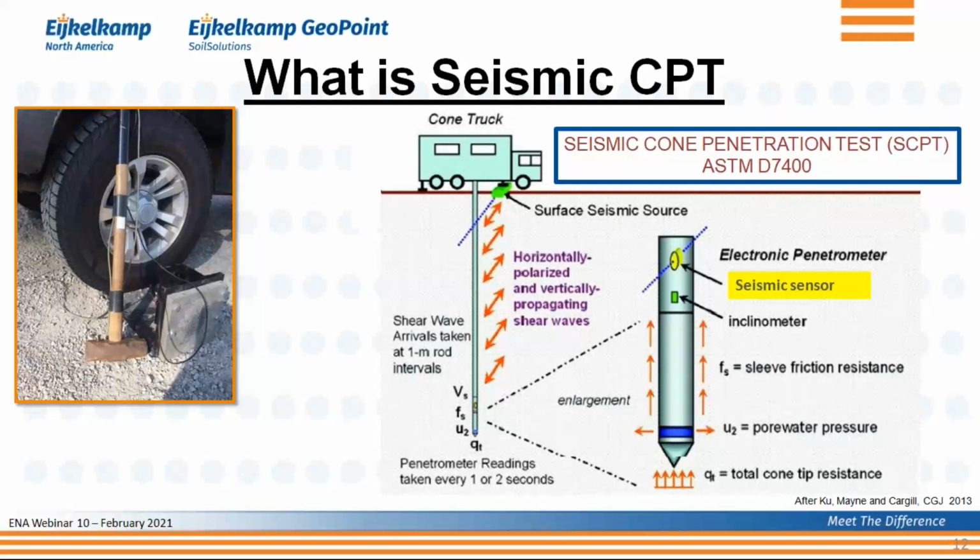Those seismic waves are then recorded, or the arrival of that seismic wave is recorded, by an additional sensor that we now have in the cone. You see there on the right-hand side of the illustration, we still measure the tip resistance, the pore pressure, and the sleeve friction. But on top of that, we also have a seismic sensor. In the case of the Eijkelkamp system, it is generally speaking an accelerometer. And with that, we then measure the arrival of the seismic wave.